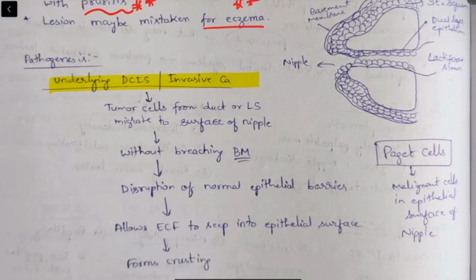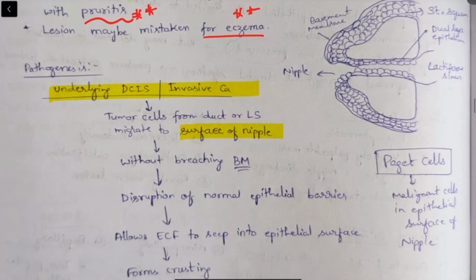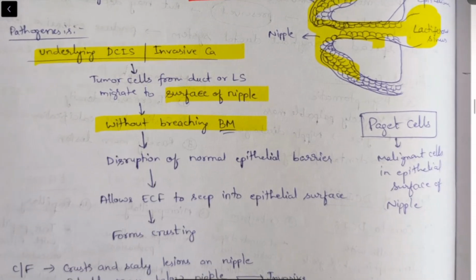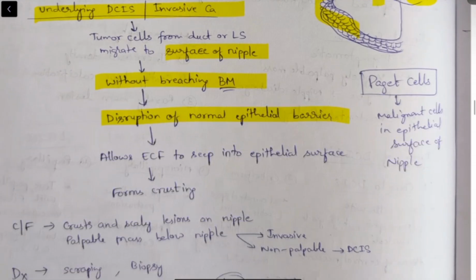So what exactly happens in Paget's disease is that there is usually an underlying ductal carcinoma in situ or an invasive carcinoma, and because of this, tumor cells from the duct or lobules will migrate to the surface of the nipple. So it arises from the duct or lobule, and those cells migrate and come to the nipple. They are not breaching the basement membrane, and hence it is classified under carcinoma in situ. Okay, so without breaching the basement membrane, the cells are migrating from the tumor, and because of this, there is disruption of the normal epithelial barrier, which allows the epithelial cells to seep onto the epithelial surface, and because of this, there is formation of crusting.